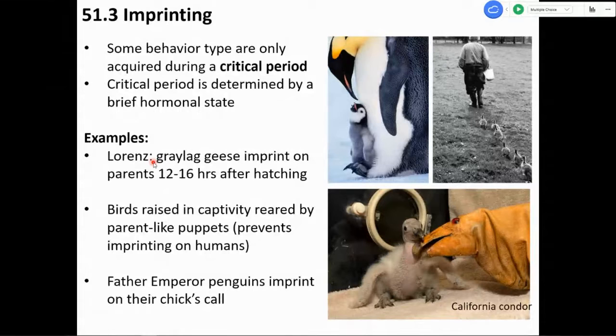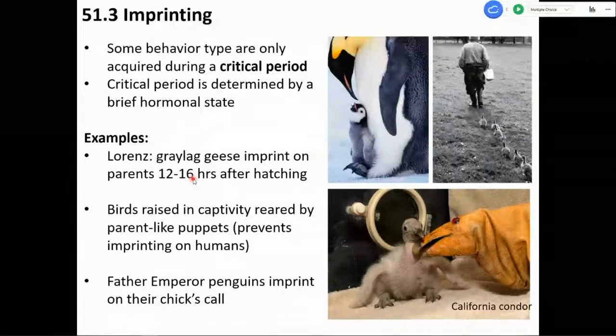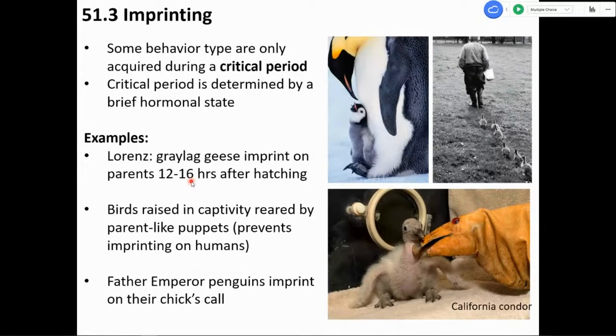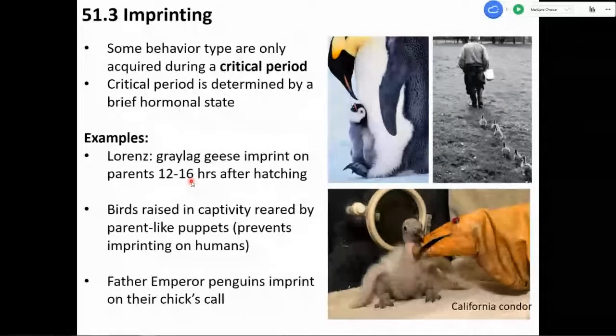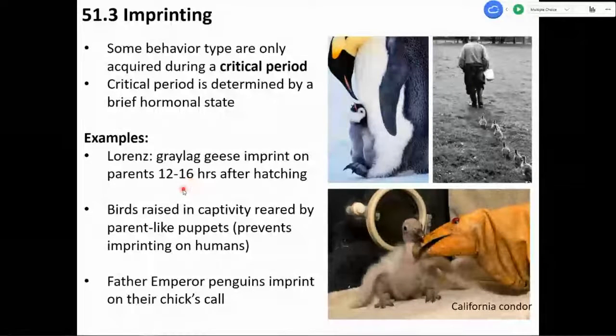Lorentz, one of the people that we talked about previously, who won a Nobel Prize with others, worked on grey-legged geese imprinting and found that they imprinted on their parents within a period of 12 to 16 hours after their hatching. At that point, they sort of say, okay, that's my parent, and I'm going to imprint on that thing and follow it around as if it's my parents. He was able to demonstrate this by raising birds in captivity and then exposing them either to himself or different things that they would imprint on and follow around. So here's an example of these little geese following him around because they imprinted on him.